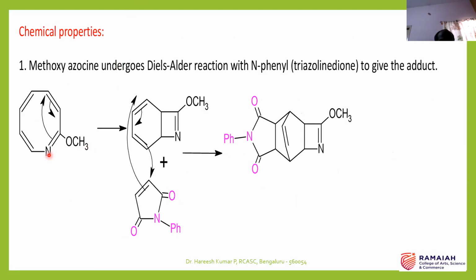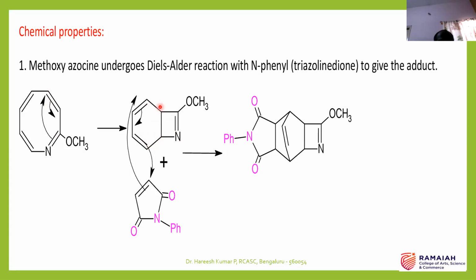So chemical reactions. You know that it's an 8-membered ring. And suppose these two pi electrons are involved in a ring formation. That means a 2+2 addition. There will be a new bond formation between this carbon and this carbon, and this bond is moving over here. That is how a bicyclic compound is obtained.